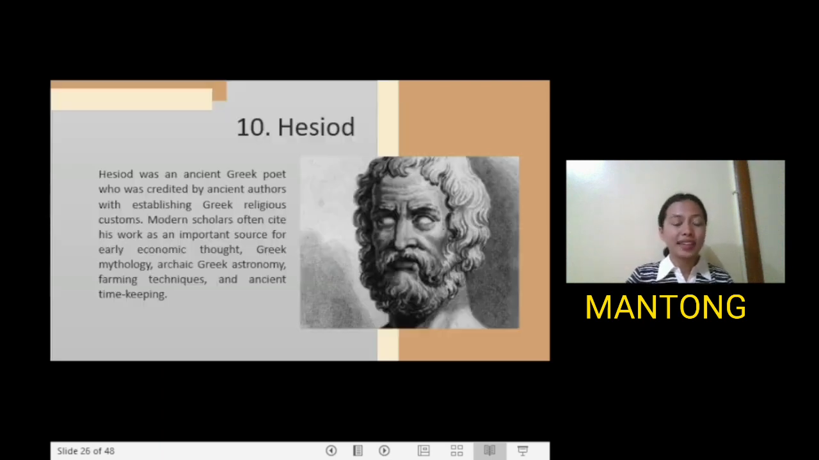And last but not the least, we have Hesiod. Hesiod was an ancient Greek poet who was credited by ancient authors with establishing Greek religious customs. Modern scholars often cite his work as an important source for early economic thought, Greek mythology, archaic Greek astronomy and farming techniques, as well as ancient timekeeping.